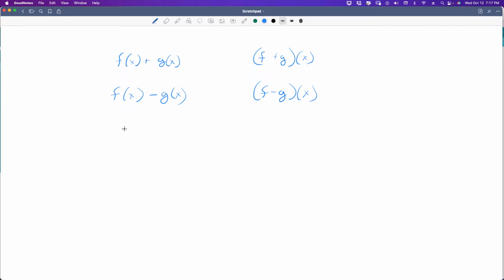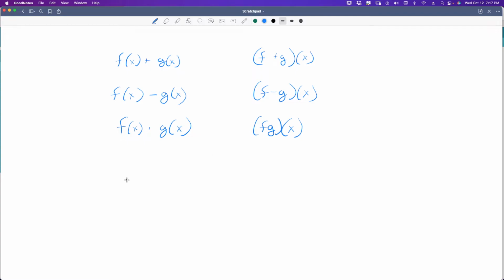All right, we could also write it like this. If you have f of x times g of x, we could write that fg of x. And that's where we would multiply whatever the product of function f is times the product of function g and combine them into one, right?